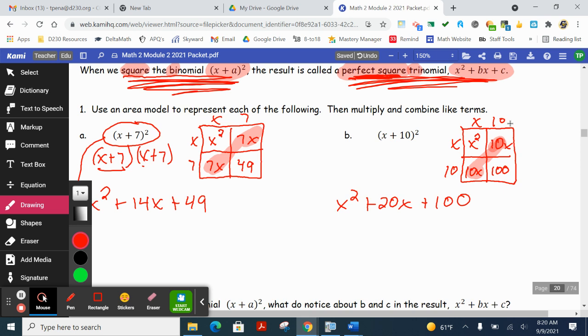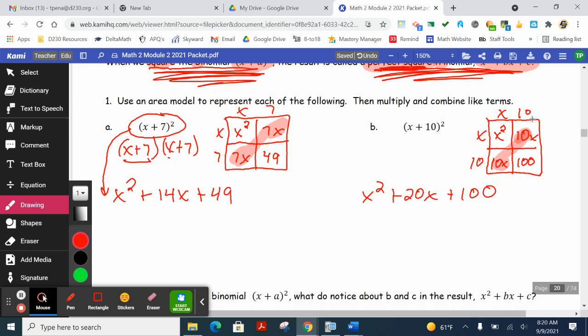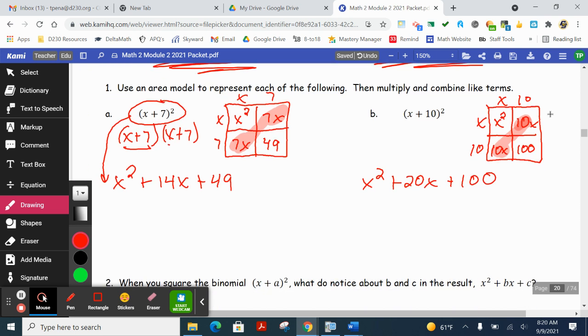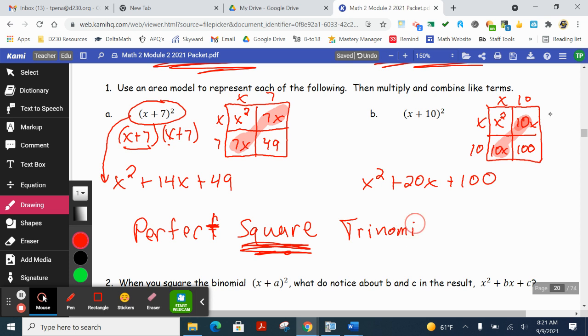Now, what I want you to recognize about these is going to be really, really important on the next page when it gets a little bit trickier, is that these, again, are called perfect square. Let's make that a t, perfect square. And remember, this word square means our length and our width are the same. So that's why x plus 7, x plus 7, x plus 10, x plus 10. That's the idea of a square. And these are called perfect square trinomials.